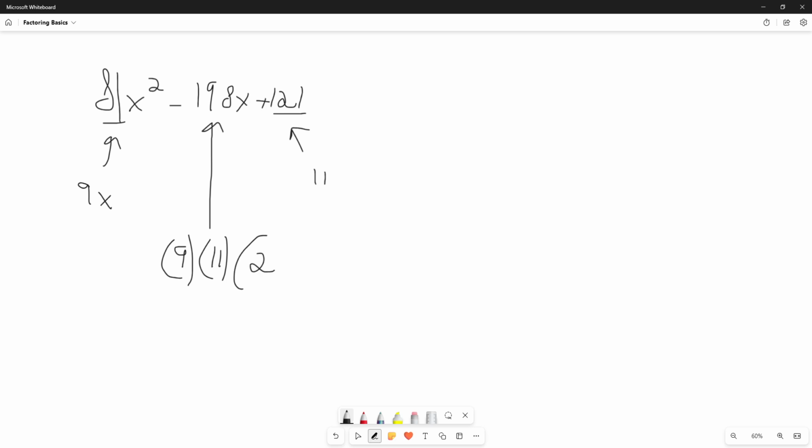times 2. Okay, so we have the 9 from the 9x and the 11 from here, which are brought in. And we don't forget that there's also a multiply by 2. And we do know that it does equal 198.